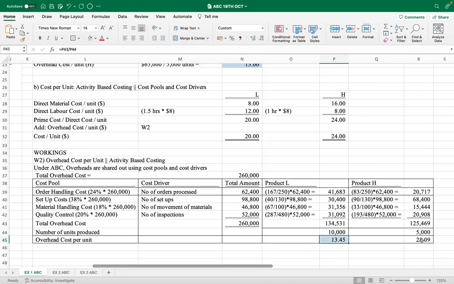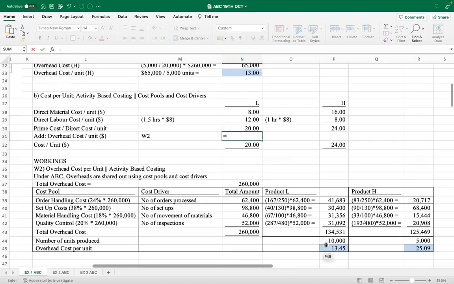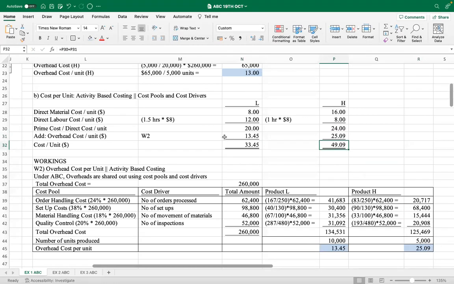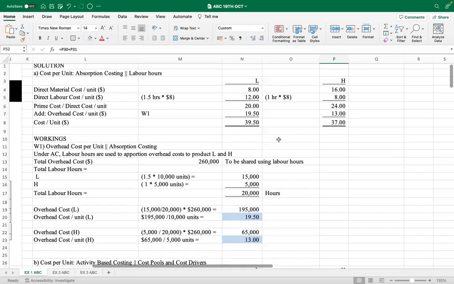And we have 25 under activity-based costing. So you place them there as working two. Here it is 13.45 and here it is 25.09. And that is how we account for activity-based costing.